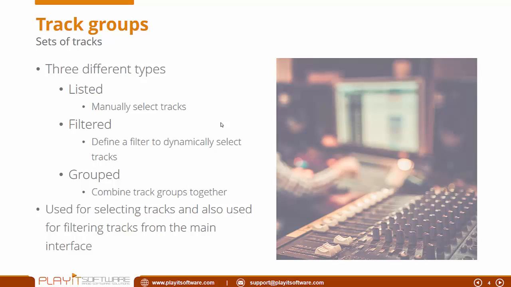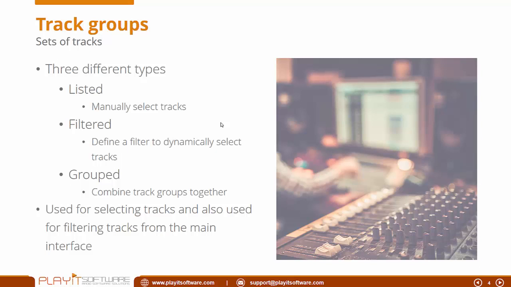Track groups are sets of tracks stored by PlayIt Live. Tracks can appear in multiple track groups. Track groups can be used to categorize tracks in playlists such as A-list or B-list tracks, or genres such as rock, pop, or 80s. There are 3 different types of track groups: listed track groups, filtered track groups, and grouped track groups.